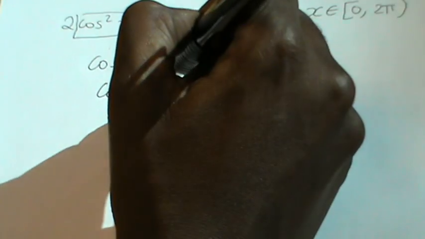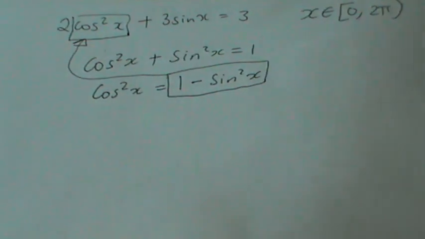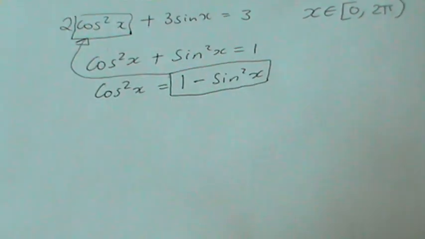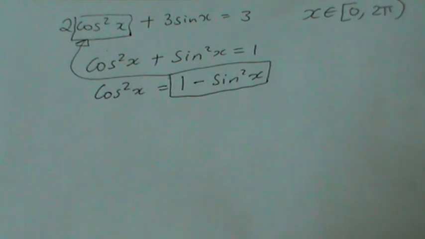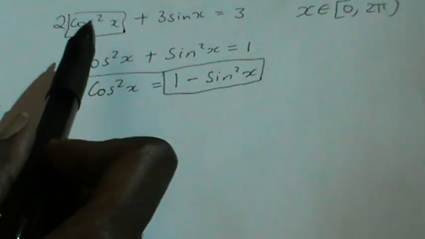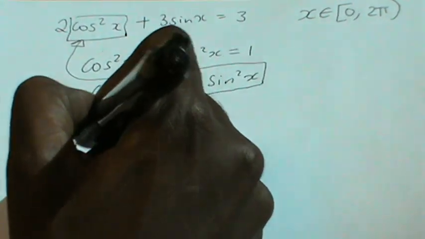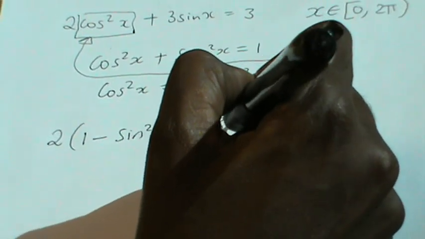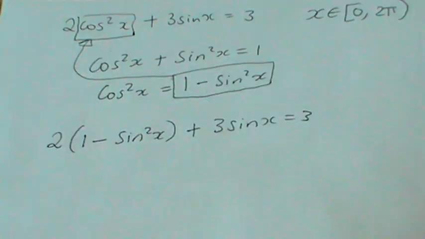So what I will do is I will substitute this over here. And why do I do that? So that everything is in terms of one trigonometric ratio. Because if I just leave it as cos and sine, there isn't very much I can do. But when everything is in terms of either sine or cos, then I can have some idea of how to go about it. So here I'm going to substitute. Then instead of cos squared x, I'm going to put this, and it's in brackets because it's the whole of it. It's 1 minus sine squared x, and then plus 3 sine x is equal to 3.